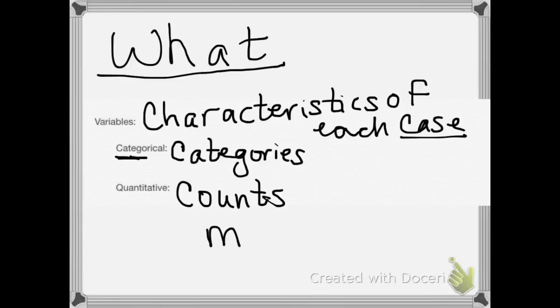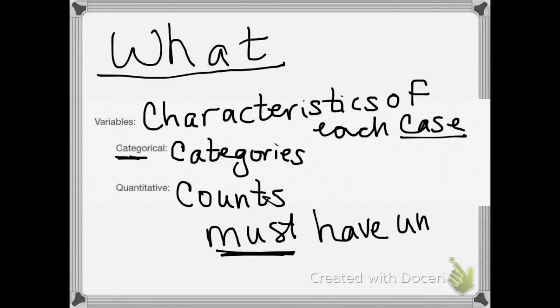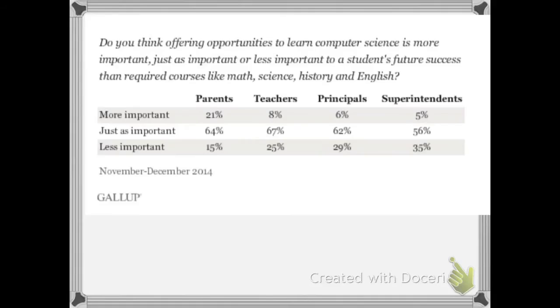Whenever you have counts, you must also have a unit. Now, if it doesn't say what the unit is, then you just say that it's not specified. But a lot of times, you're going to know what the unit is. Okay? All right, what we're going to do lastly is take a look at a problem. So do you think offering opportunities to learn computer science is more important, just as important, or less important to a student's future success than the required classes like math, science, history, and English? Okay, so let's figure this out.